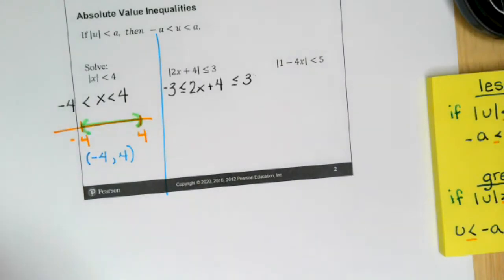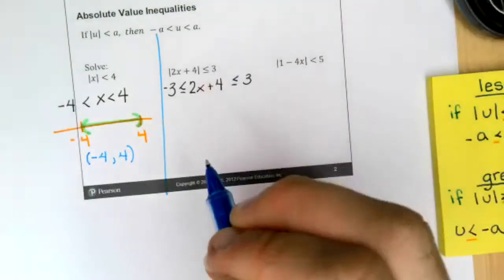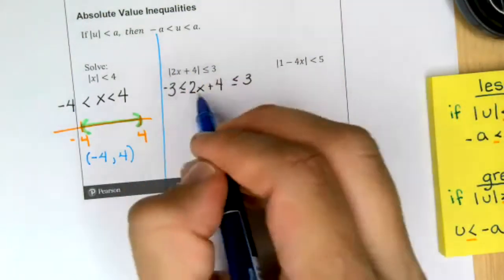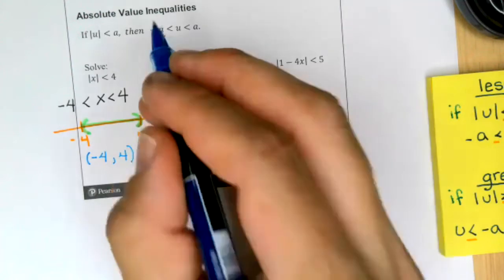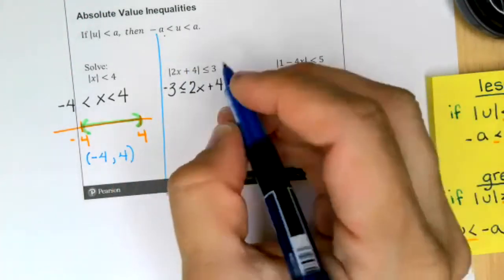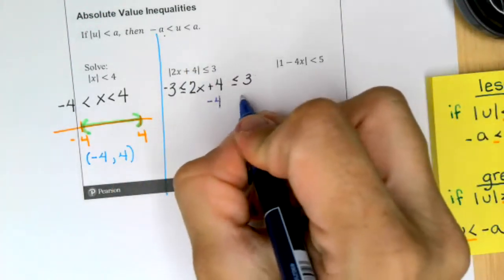All right. What's the first thing you would do to now isolate x in the middle? We say in the middle because we created a middle with this part of the inequality. Subtract 4.